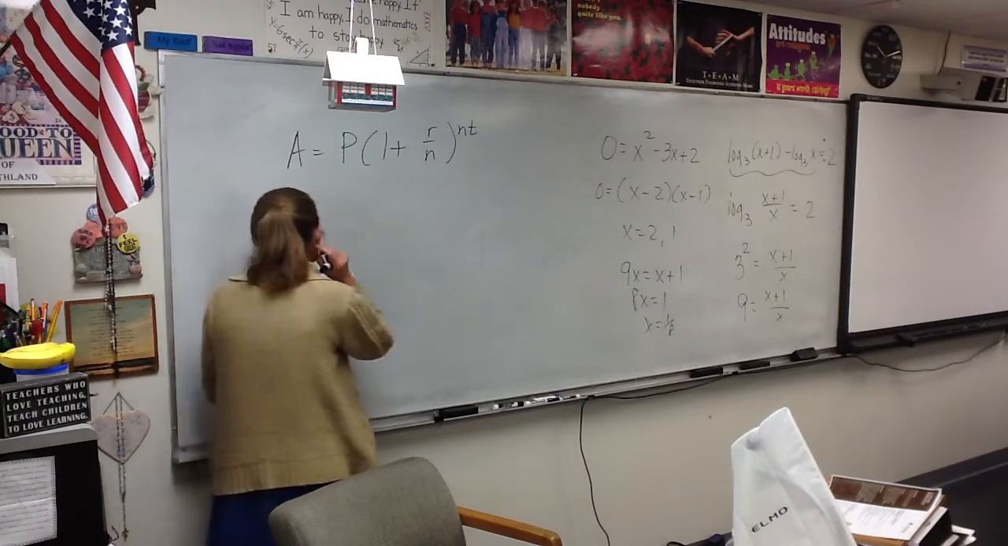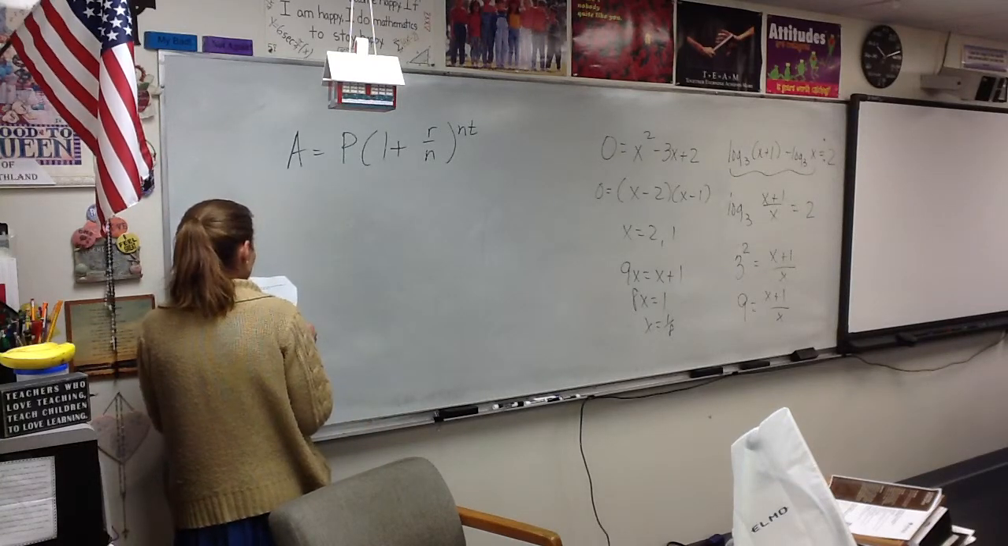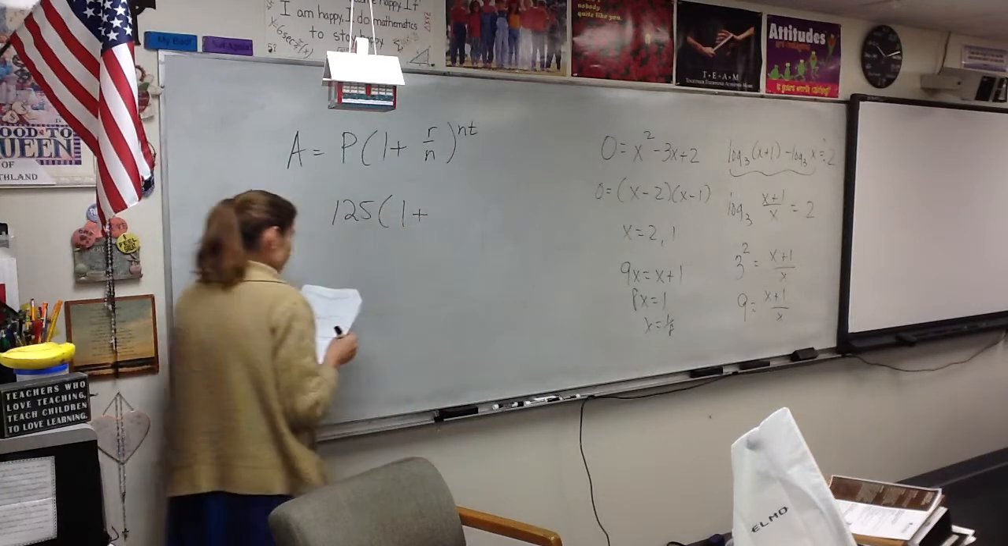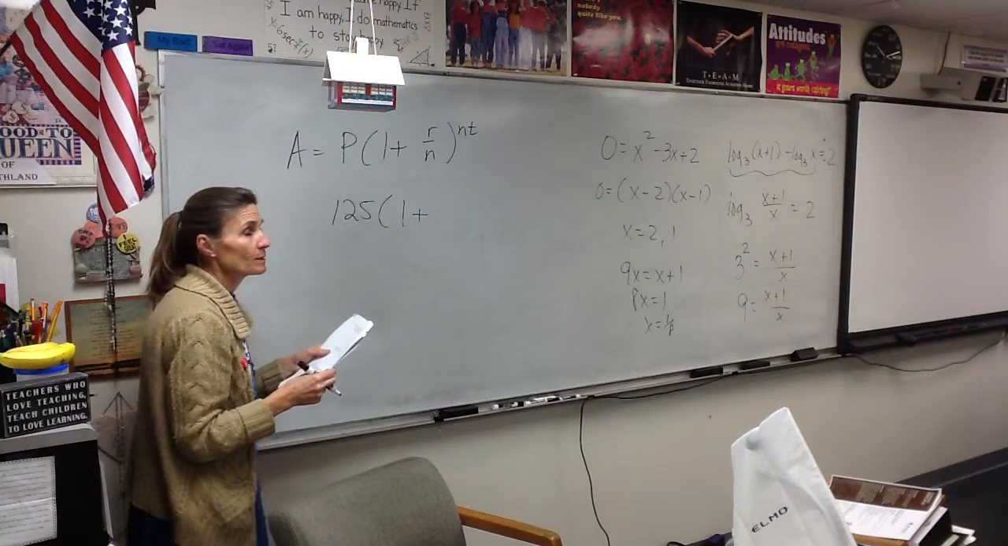What do I do with the 125? It goes in for P. What do I do with the 3.125? Goes for R.